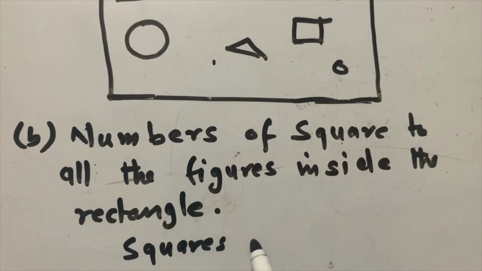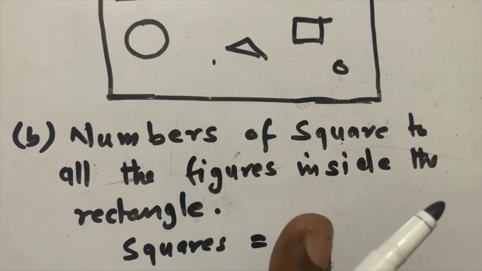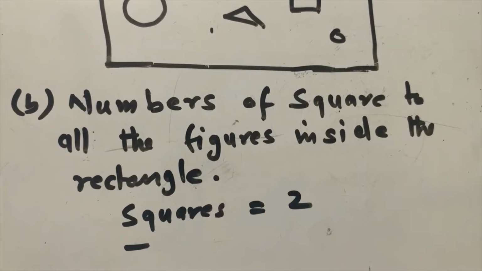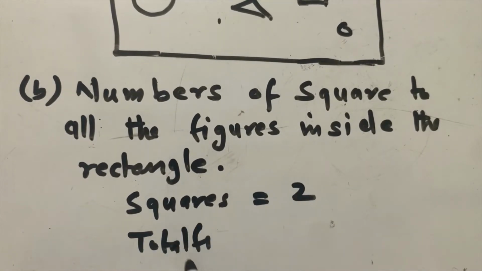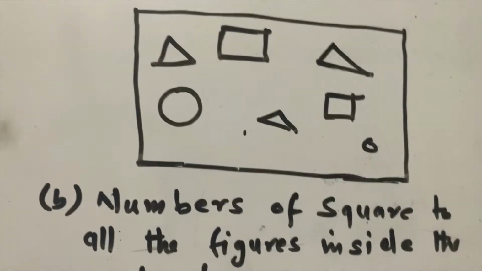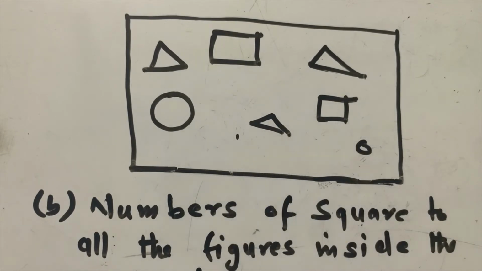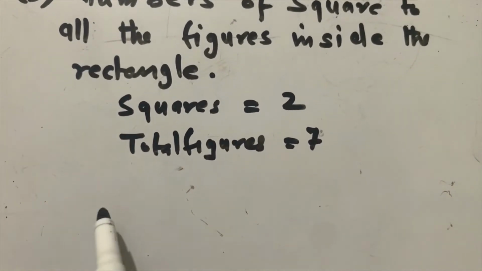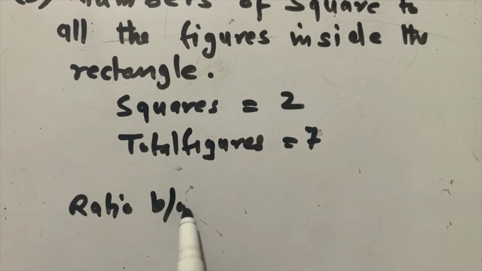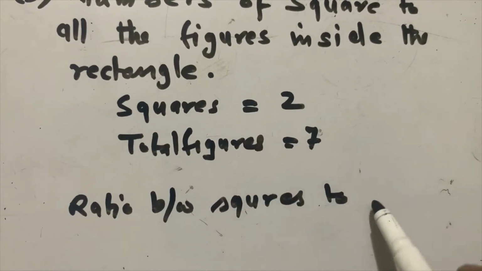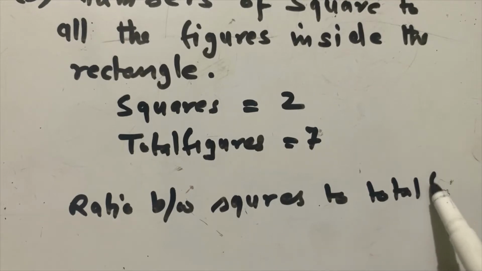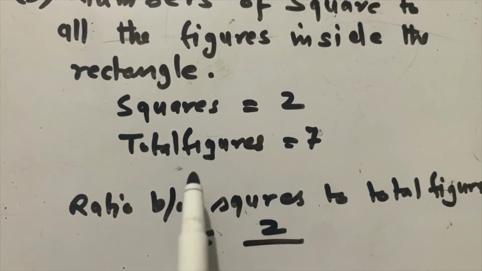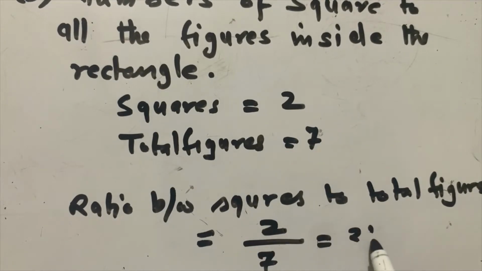Number of squares is equal to 2, and we have to find the number of squares to all the figures inside. Total figures: squares are 2, and how many total figures? If you count 1 2 3 4 5 6 7, total figures is 7. The ratio between the squares to the total figures is: number of squares is 2 and total figures inside the rectangle is 7. Answer is 2:7.